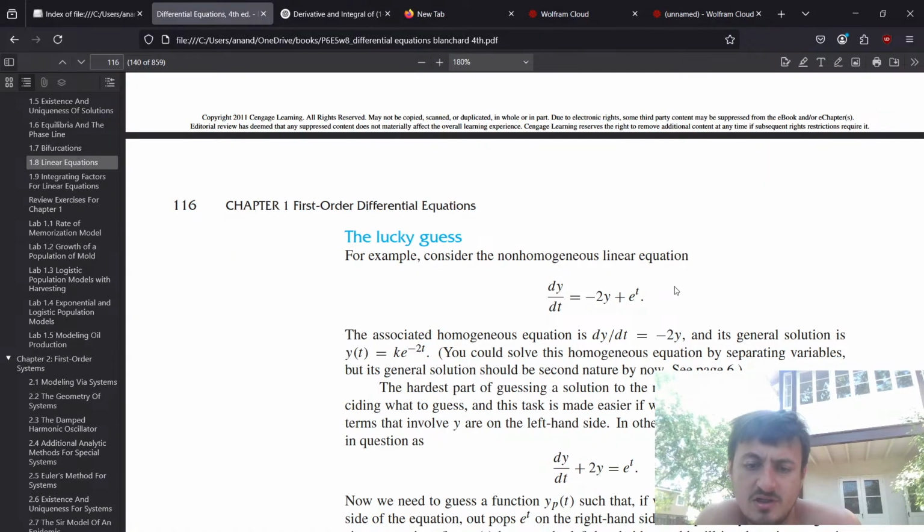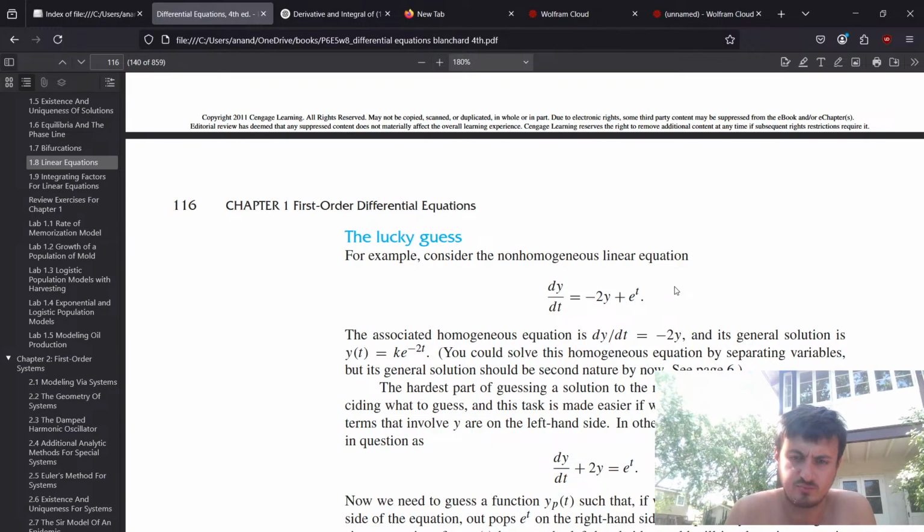The hardest part of guessing a solution to the non-homogeneous equation is deciding what to guess. This task is made easier if we rewrite the equation so that all the terms that involve y are on the left-hand side. Okay, so let's just do this. How to guess.